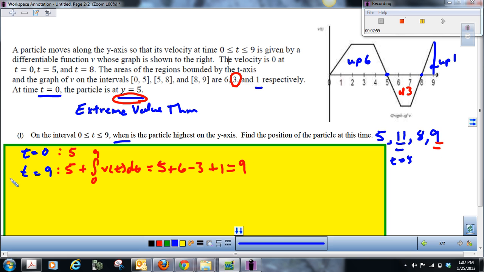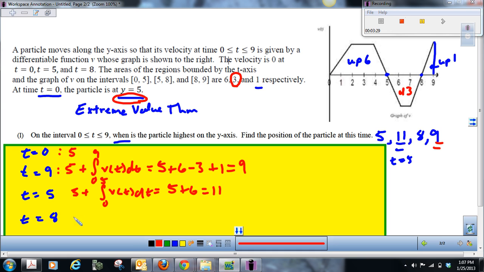Our critical numbers are where the velocity graph is 0. That's time 5 and time 8. So at time 5, we're going to have the initial position, 5, plus the integral from 0 to 5 of v(t). We actually did this problem above. It's basically 5 plus 6, which would be 11. You actually don't have to do the one at time 8 because this is a relative minimum, since v changes from negative to positive.